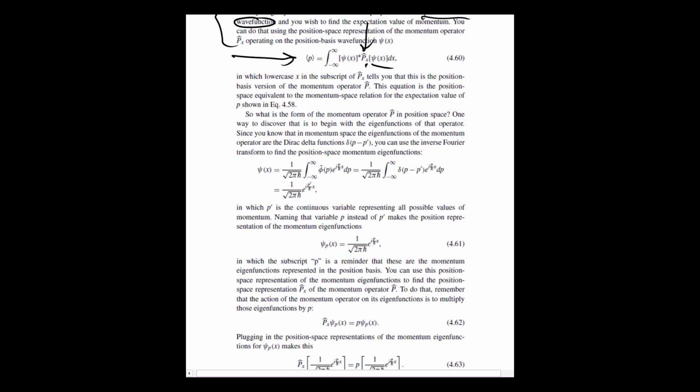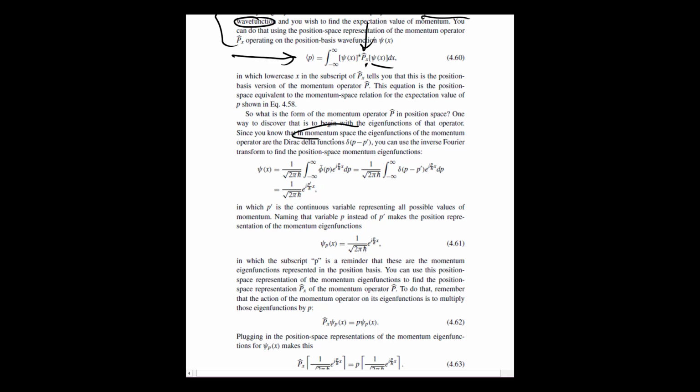But sometimes you want to apply an operator to functions in other spaces, like applying the momentum operator to a position wave function. So we're going to need a position space version of the momentum operator. It explains here why you might want to do that. Maybe you've got the position basis wave function and you want to know, okay, what's the expectation value of momentum? You can get that, writing that expectation value with the momentum operator, the x means position-based version, operating on the position wave function. So what does that momentum operator p hat look like in position space?